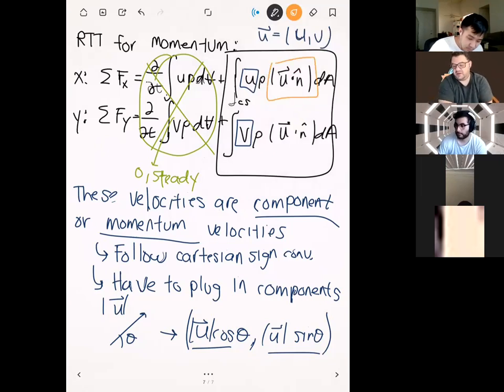Professor, you're taking the absolute value, or you're taking the magnitude? That's the magnitude. Yeah.